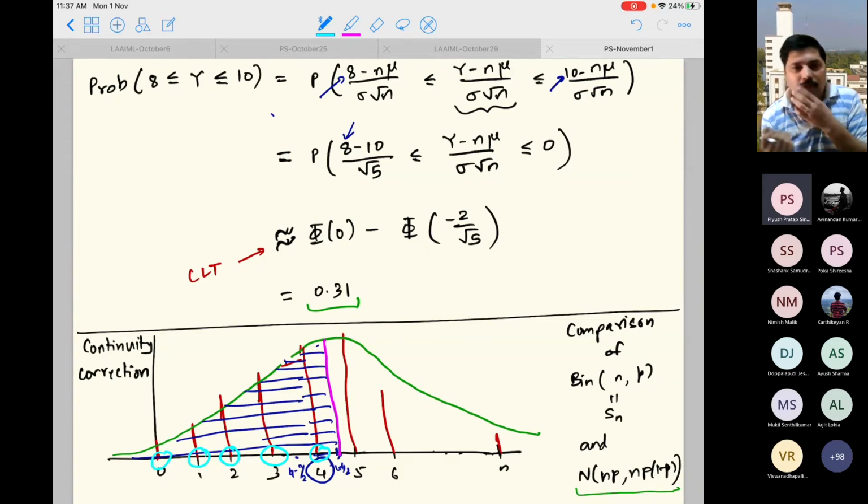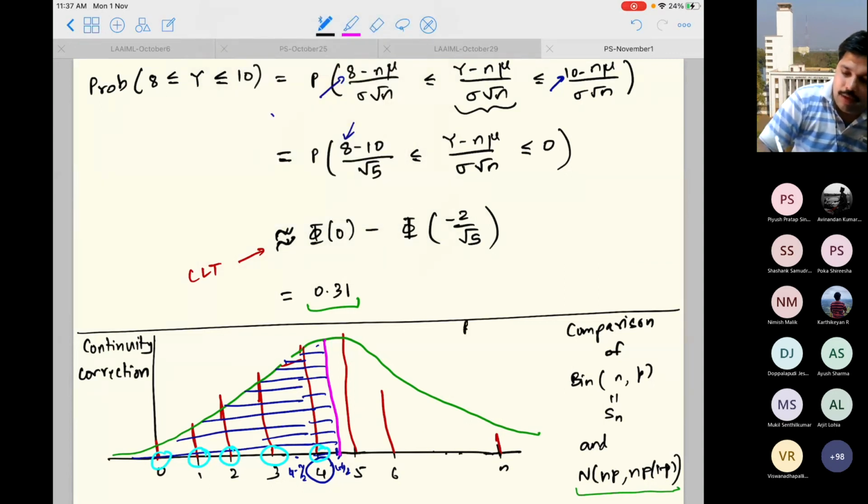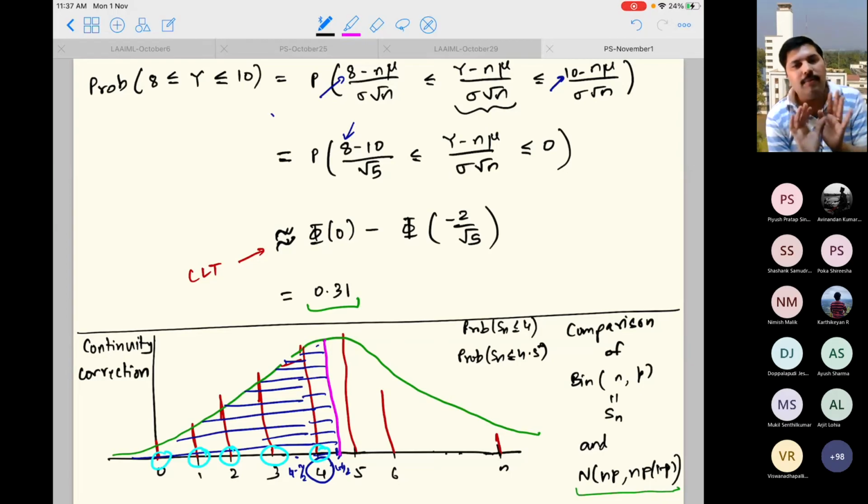So if I'm interested in looking at the probability of the random variable being less than or equal to 4, then what I should really compute is less than or equal to 4.5 for a discrete random variable. Does that make sense? Does that make any change?